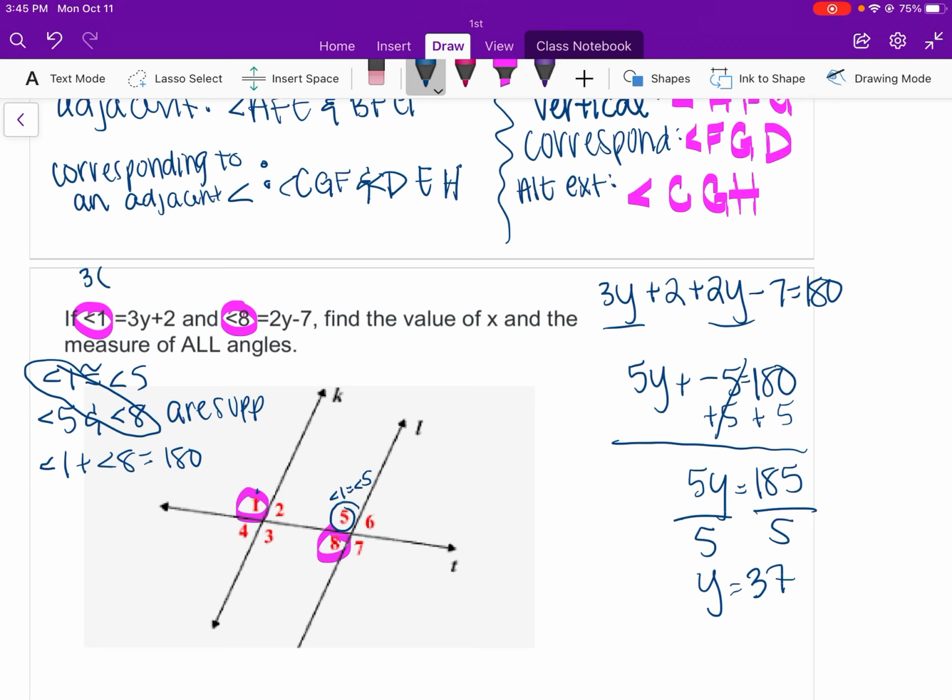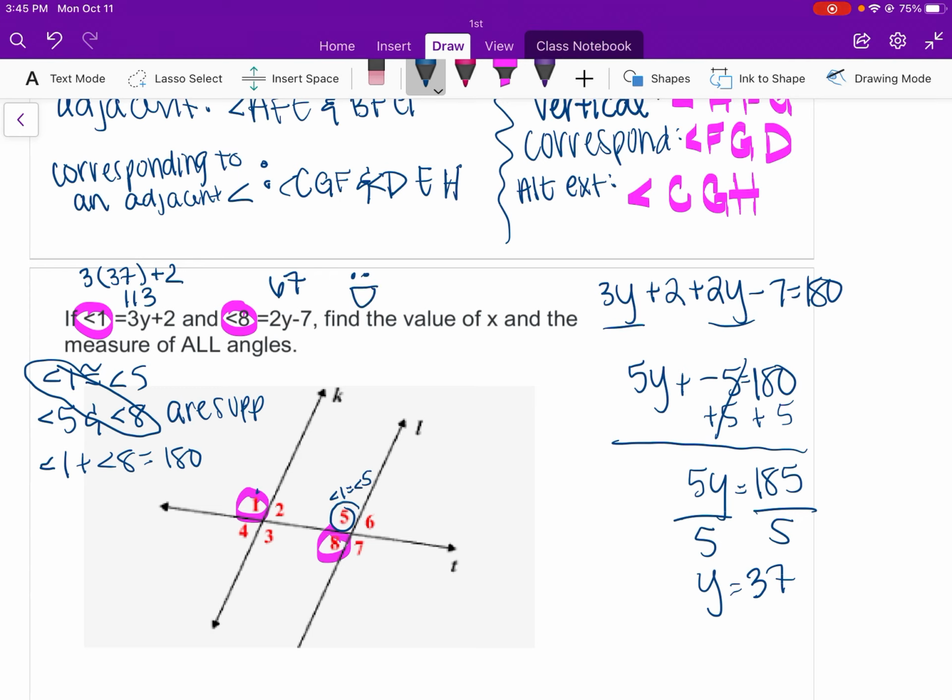Okay, now I am not finished, because what I have to do now is plug it back in. So 3 times 37 plus 2 gives me 113. And 2 times 37 minus 7 should give me 67. It's never a bad check to say, does 113 plus 67 equal 180? It does, so we are happy.